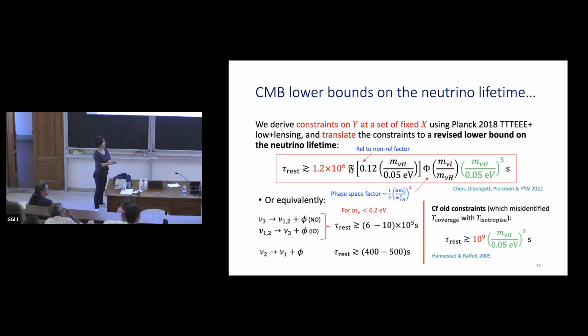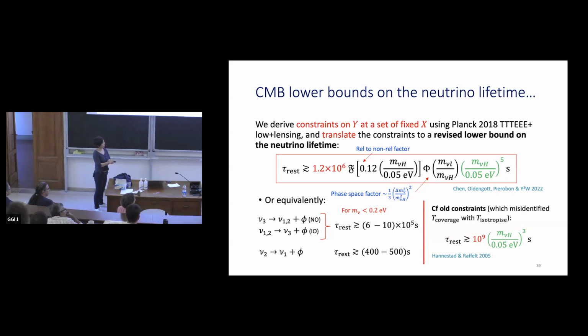And also new here in our new bound is the fact that we have allowed for the possibility that there's a mass gap, finite mass, that the lighter neutrino is not massless. So there's a phase space factor that comes into play over here. And then of course, we also have this relativistic to non-relativistic factor. If this doesn't look very good to you, we've also translated this into numbers.